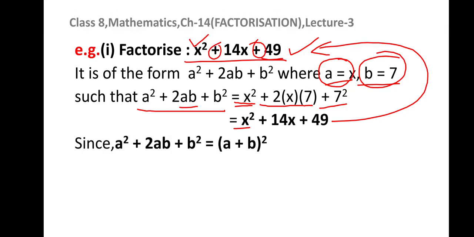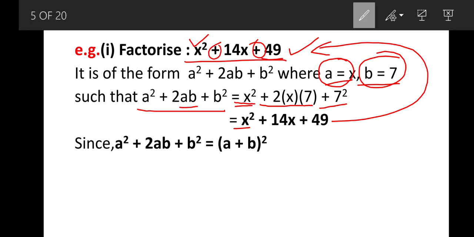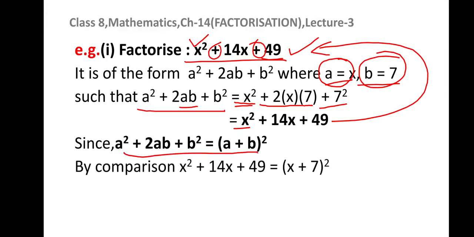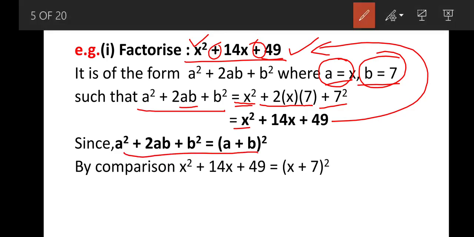Since a square plus 2ab plus b square is equal to a plus b whole square, this identity we know. This is the identity number 1, we know this. So this expression will also be written in this manner. Like a is x, b is 7. So a plus b whole square we need to write like this. So it will be x plus 7 whole square.